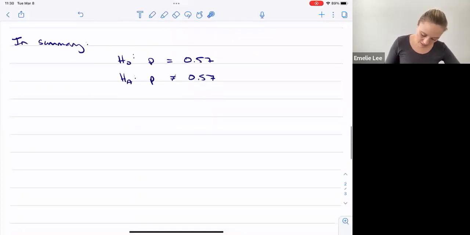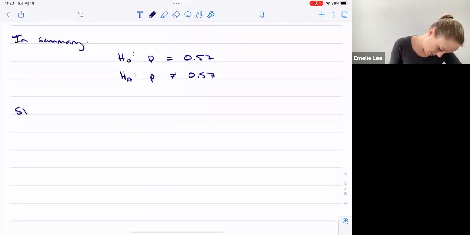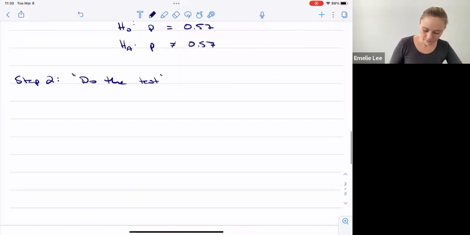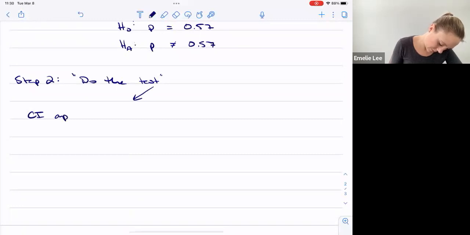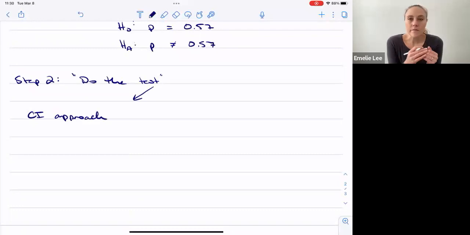Second step, step 2, is to do the test, which depends on what approach we're using. If I'm using the confidence interval approach, that means calculate the confidence interval.